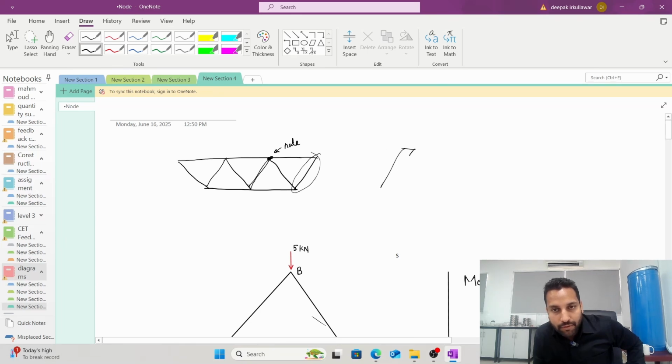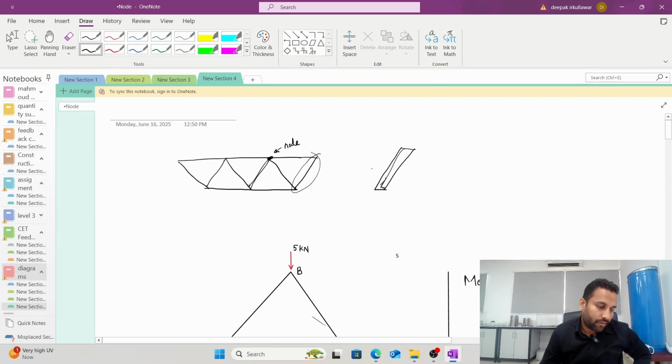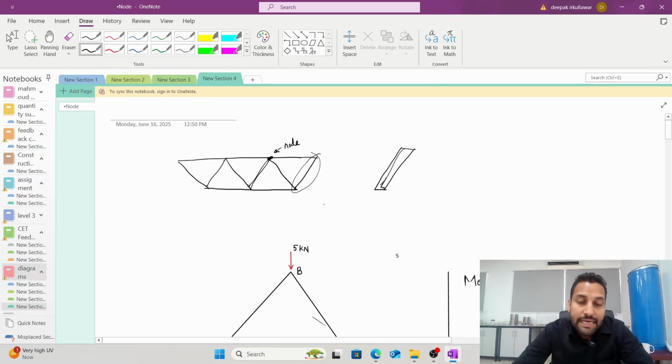So, suppose this is a member of a truss, it would only have an axial force. This axial force may be compressive or tensile. So, the axial forces in a truss may be compressive or tensile. These axial forces in the members are what we are supposed to find. That is what your university will ask you.